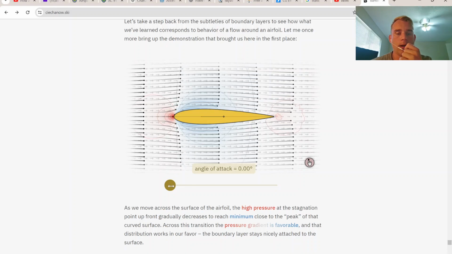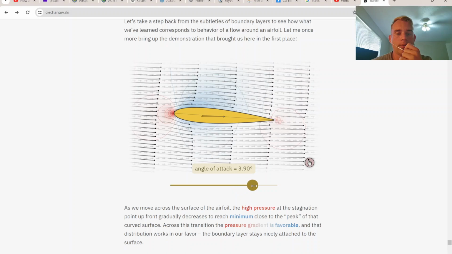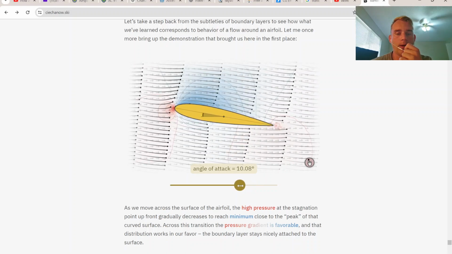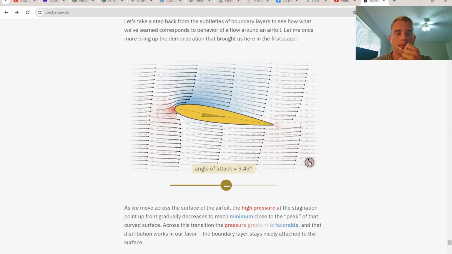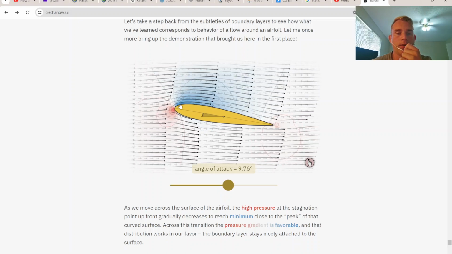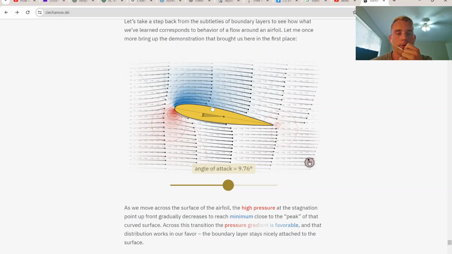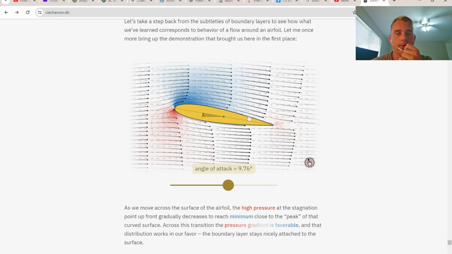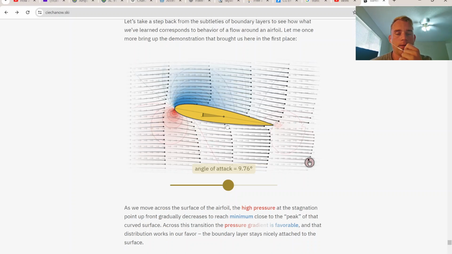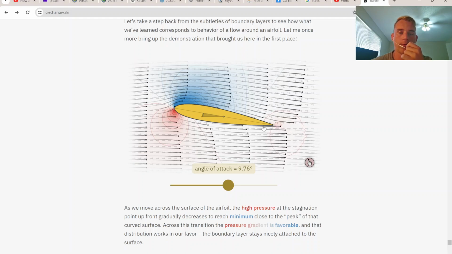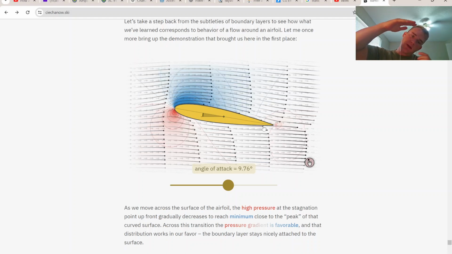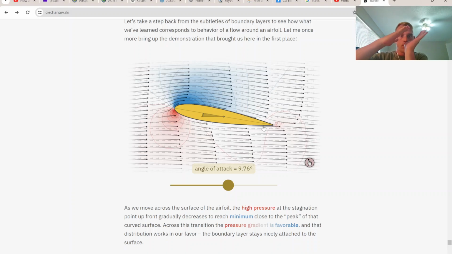So look what happens as we increase our angle of attack. Let's say 10 degrees. So we're on rotation right now. Now look at this low pressure. It is now moving faster over the top of the surface, and this is moving slower over the bottom of the surface. So what does that do? It almost, to me, looks like it's creating this pushing motion.